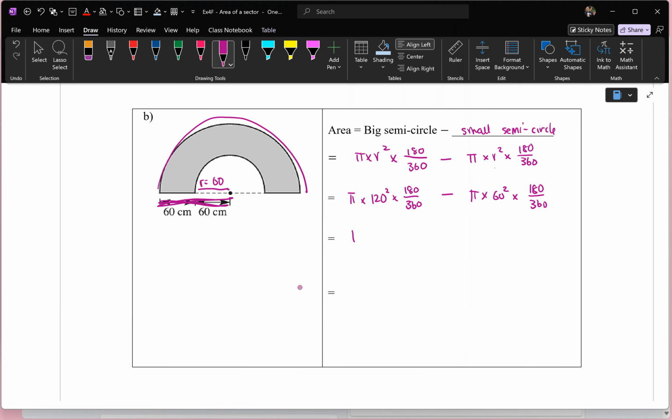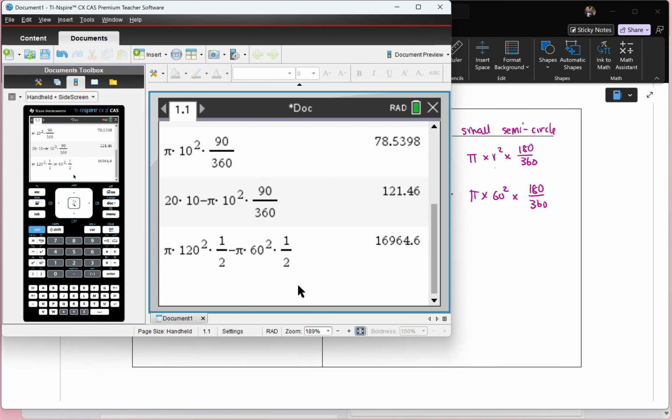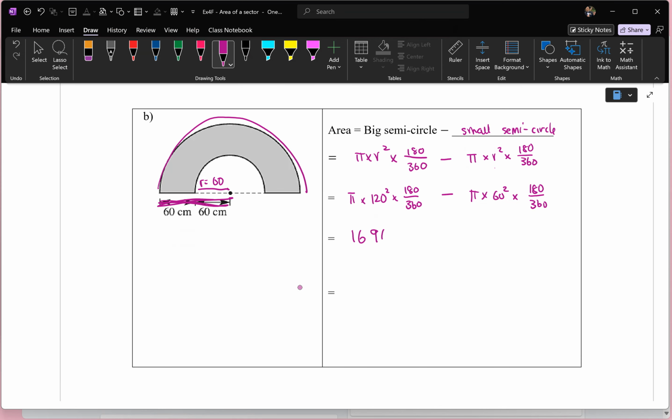16,964.6 squared centimeters, but rounding to 1 decimal place, which actually it already is. So the answer is still 16964.6 squared centimeters. There you go.